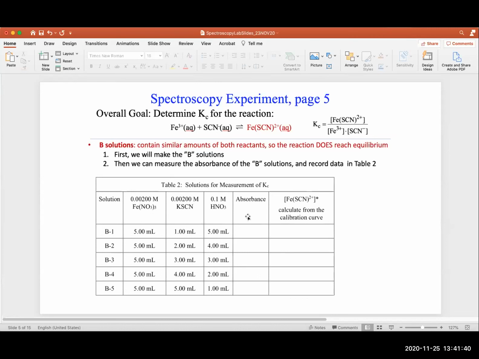So we're going to make the B solutions and measure the absorbance on the spectrophotometer. You put in a sample, you measure the absorbance, and you record it here. Your student data set will say solution B1 through B5. You write down the absorbance in this column.